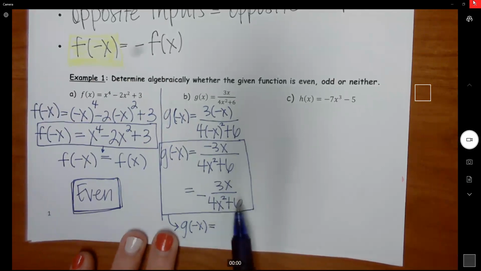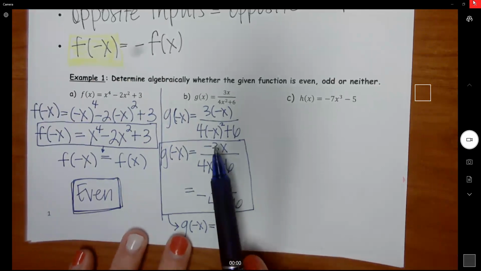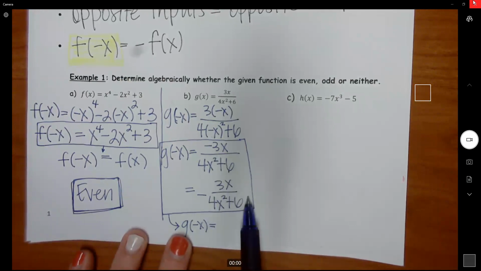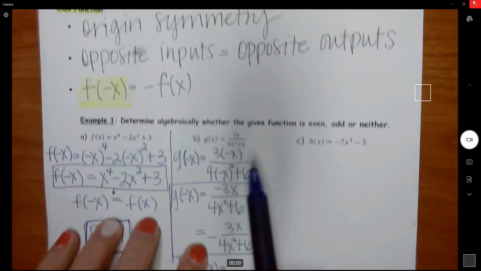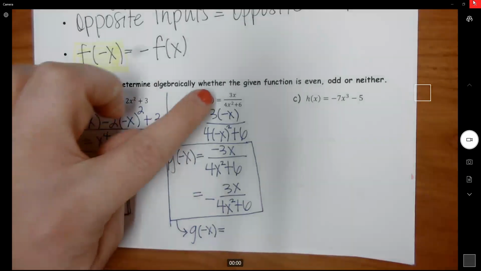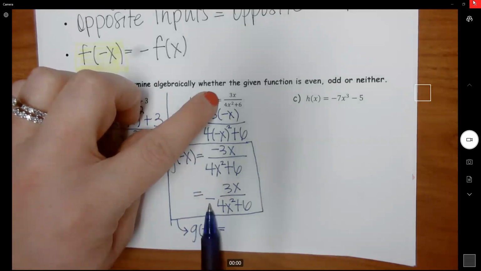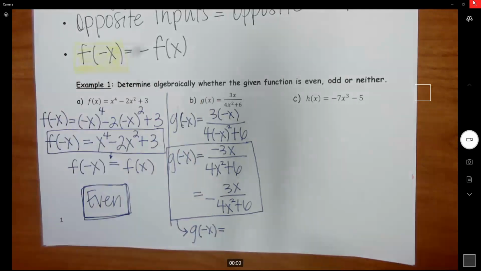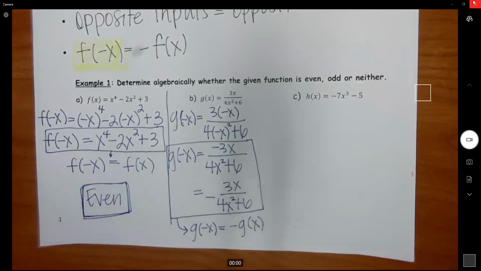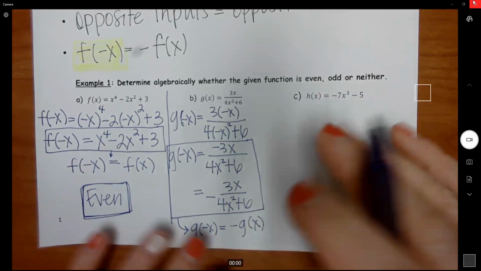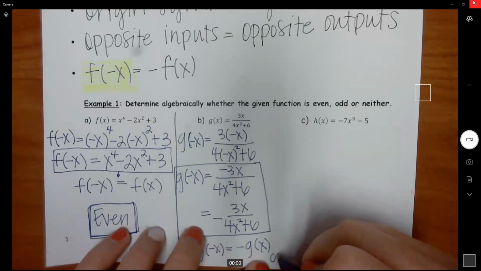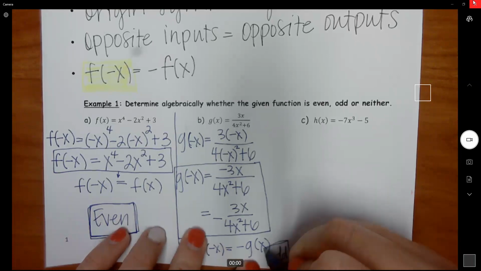And that's why I rewrote this one this way. If you can see that this is this, then that's fine. You don't need to rewrite it, but this is more visual. That when I plugged in my negative x, I get my negative function, and I do, because I have this exact same function, but now I have a negative out in front of it. This equals negative g of x. So because of this, that means my function here is odd.